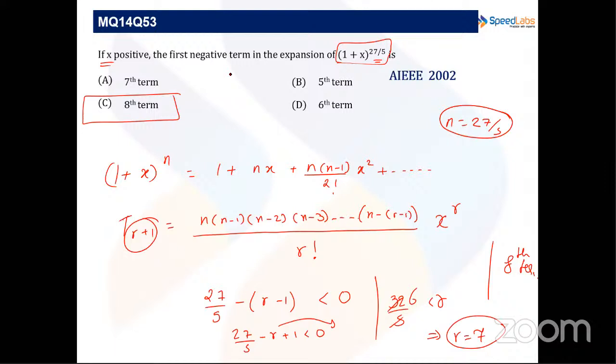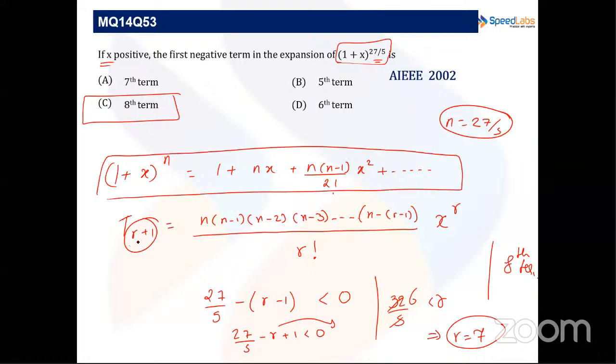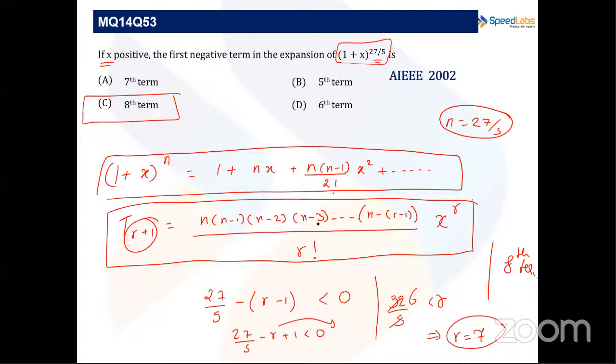See, if you need to find the first negative term, then we have to write it in the general expansion, and we have written that the general (r+1)th term will be equal to this. In this, the terms are n, n minus 1, n minus 2, and so on.